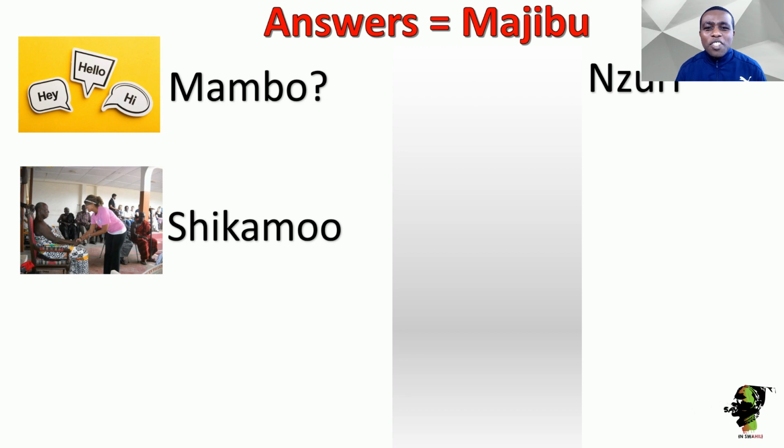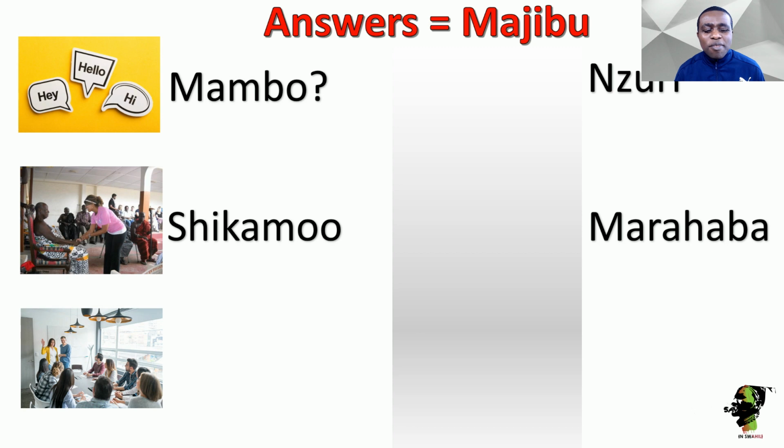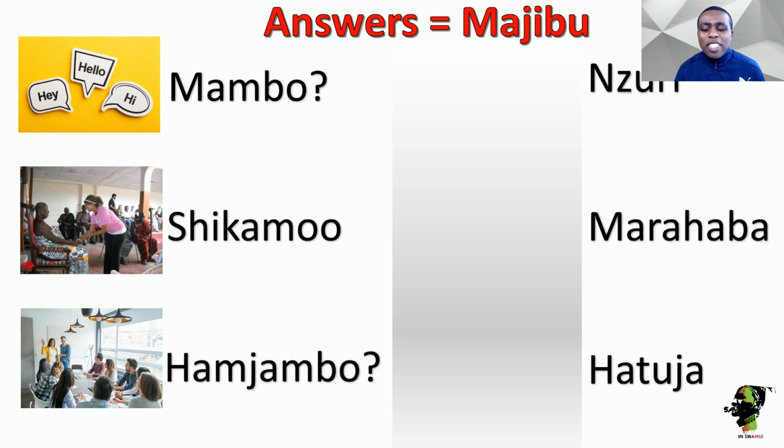Shikamoo. That is a respectful greeting from juniors to superiors. What was your response? That was the answer. Marahaba. Vizuri sana. Very well. Greeting a group of people. Hamjambo. What was your response to that? We are fine. Well done. Good. So you can mark and give yourself some nice lovely ticks as you go through that. Well done.